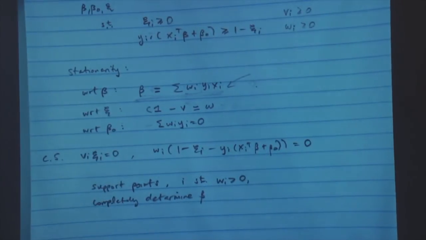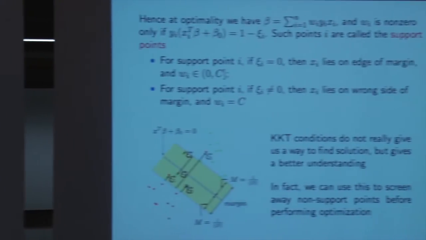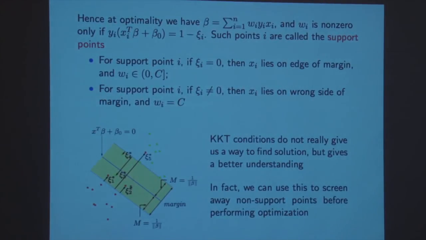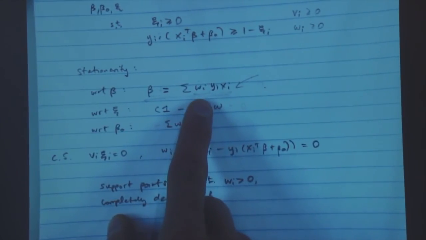But if I have a support point that lies on the wrong side of the margin, like any of these points, for example, then they have maximal weight. They contribute exactly c in the formulation of the primal solution.